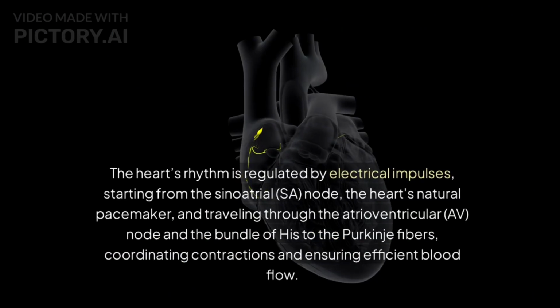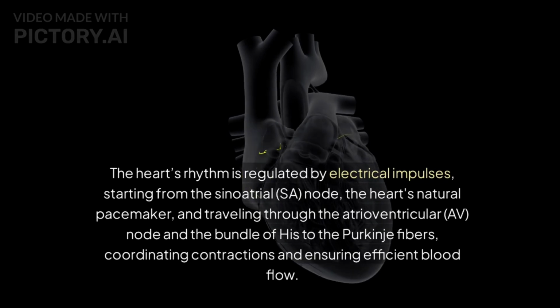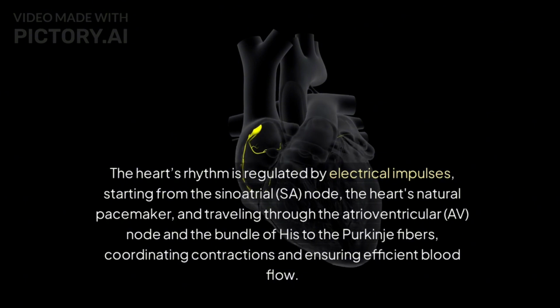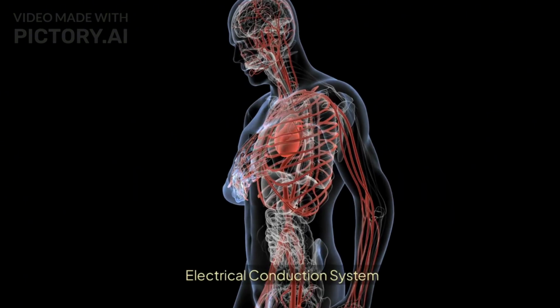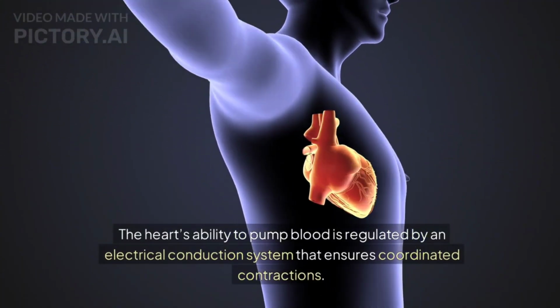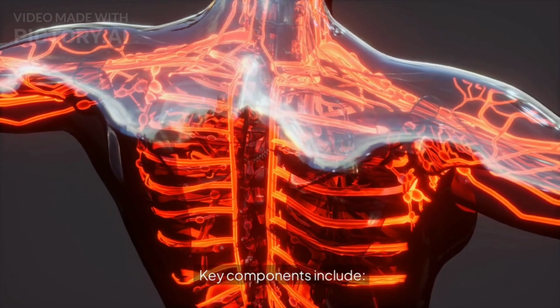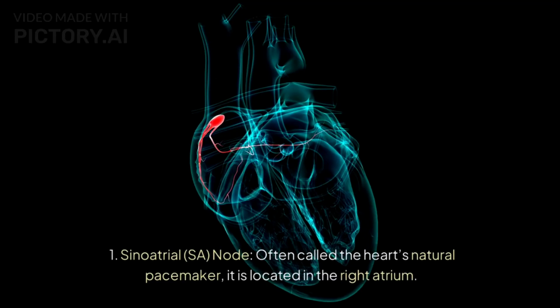The heart's rhythm is regulated by electrical impulses, starting from the sinoatrial (SA) node, the heart's natural pacemaker, and traveling through the atrioventricular (AV) node and the bundle of His to the Purkinje fibers, coordinating contractions and ensuring efficient blood flow. Electrical conduction system. The heart's ability to pump blood is regulated by an electrical conduction system that ensures coordinated contractions. Key components include 1.